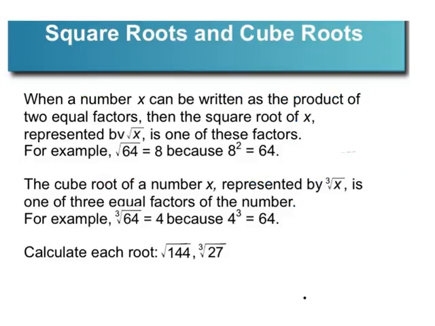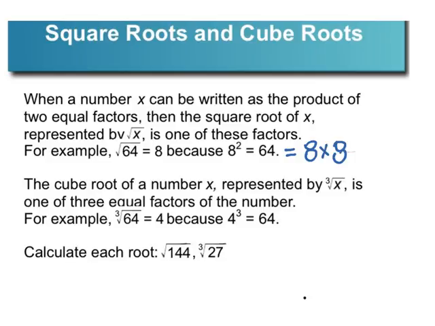So now let's talk about square roots and cube roots. Where a number x can be written as the product, that means multiplication, of two equal factors, then the square root of x is represented by the root of x, and is one of these factors. For example, root of 64 is 8 because 8 squared is 64. In other words, 64 is the same thing as 8 times 8.